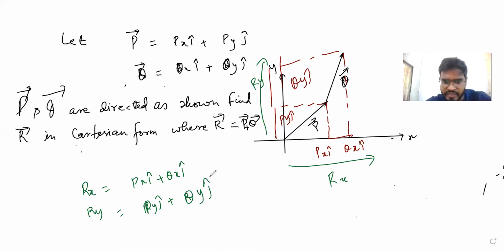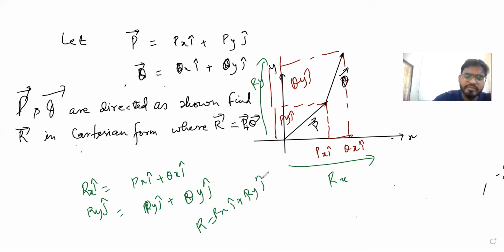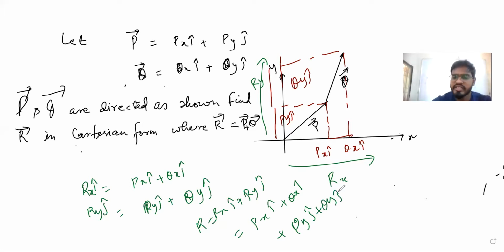That's it, right? See, Qy and this. Now resultant R is equal to what? Rx i cap plus Ry j cap, right? Now ultimately both you will have to add. So Px i cap plus what? Qx i cap. So we can say, you can take common, plus what? Py j cap plus what? Qy j cap. That's it, right?